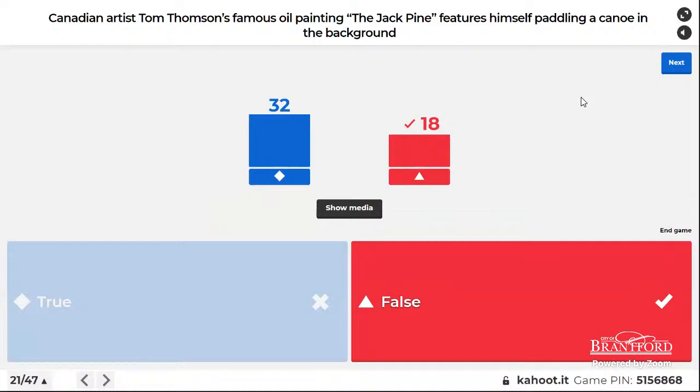All right, so time's up, and oh, looks like I did trick a few of you. I completely made that statement up. Tom Thomson, I believe, just painted nature and scenery. He did not paint himself in any of his paintings, as far as I know, and certainly not himself in the background in a canoe, though he is reported to have died in a canoe accident, which he is famous for. So 18 people did get that right. Let's check out the scores.